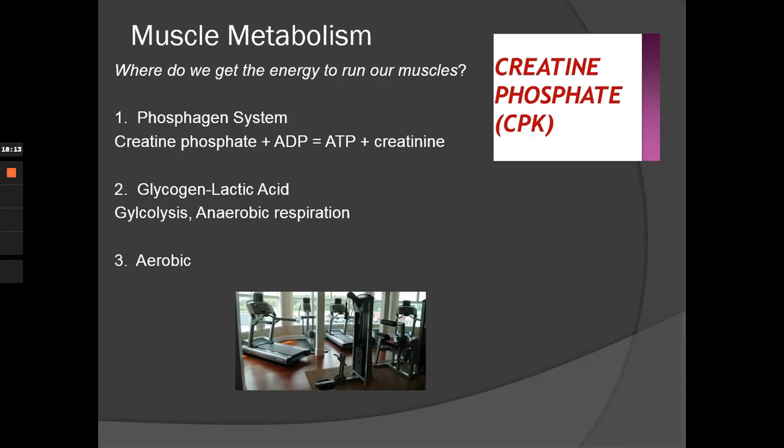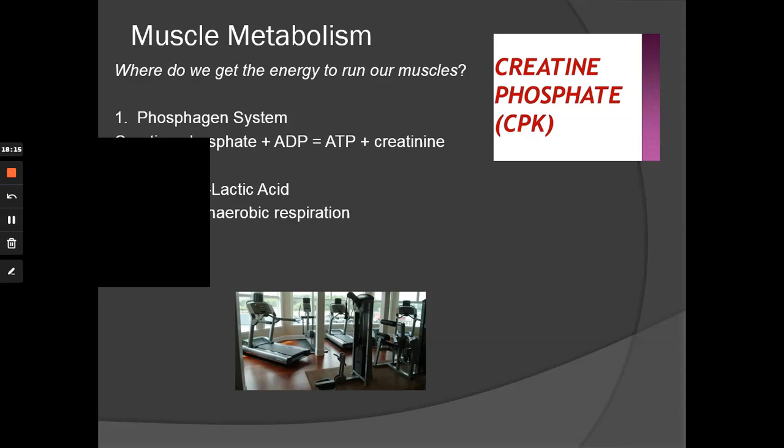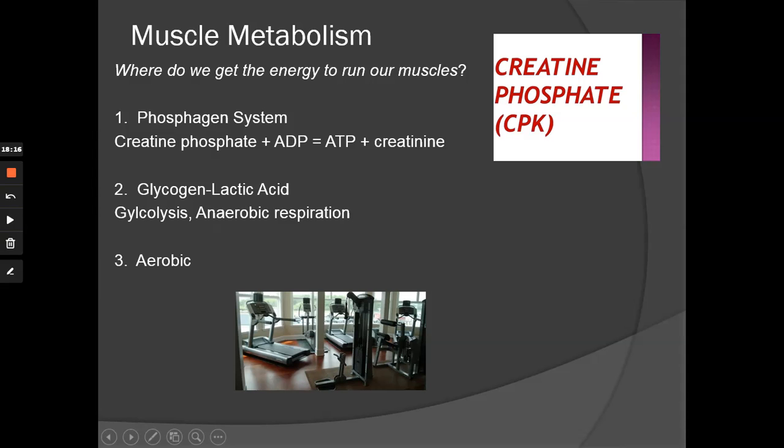Okay, the third one. Aerobic respiration, number 3, is where we're going to gain the most ATP. So in aerobic respiration, what are you thinking about? You're thinking about the citric acid cycle, also known as the Krebs cycle. We're thinking of the electron transport chain.